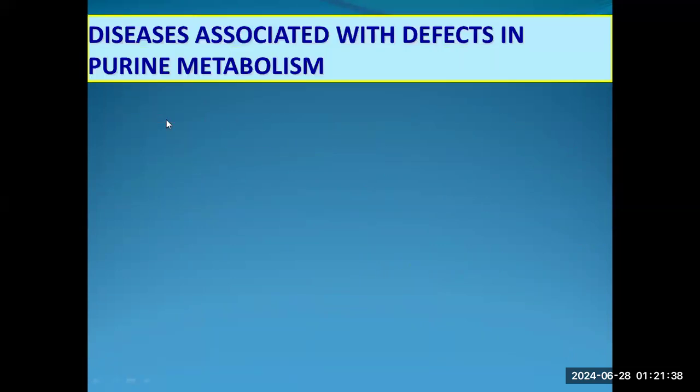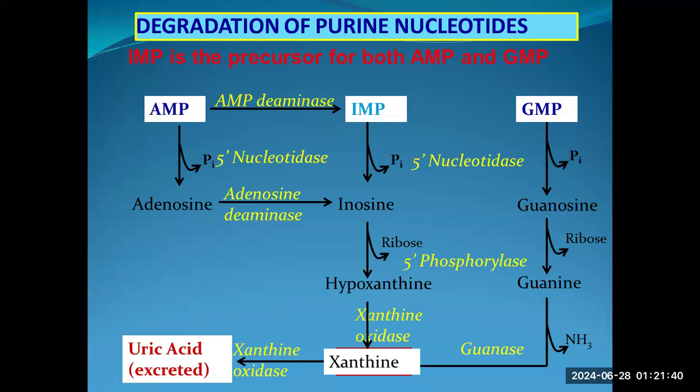Starting with the AMP, by the action of the enzyme AMP deaminase it is converted into IMP, and at the same time, by another enzyme, 5' nucleotidase, AMP is converted into adenosine. Adenosine means we are removing the phosphate from AMP and converting it into the nucleoside adenosine.